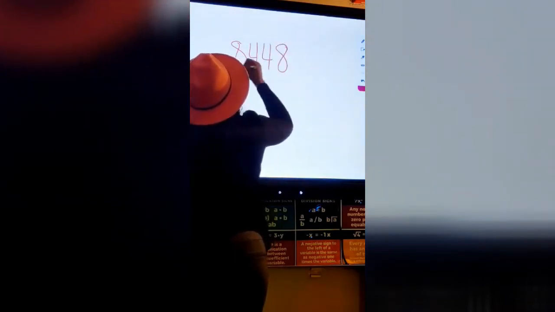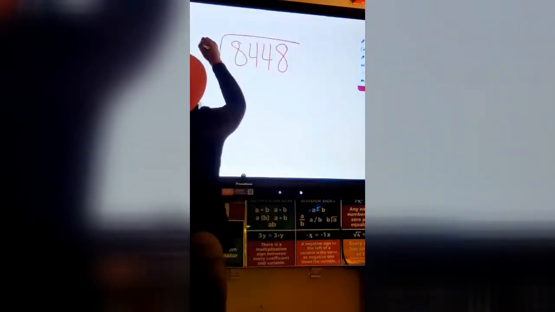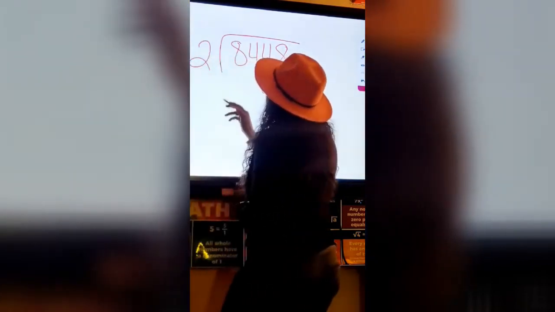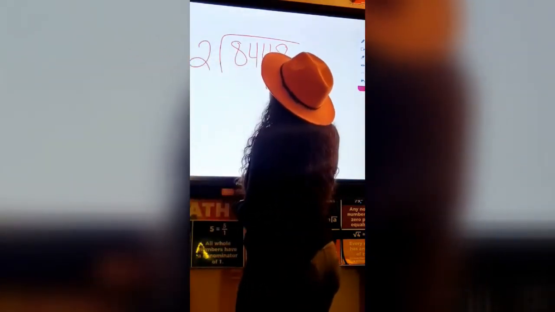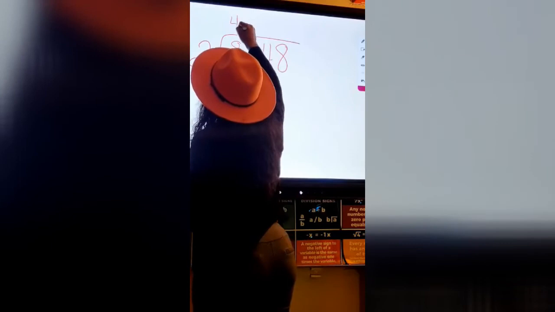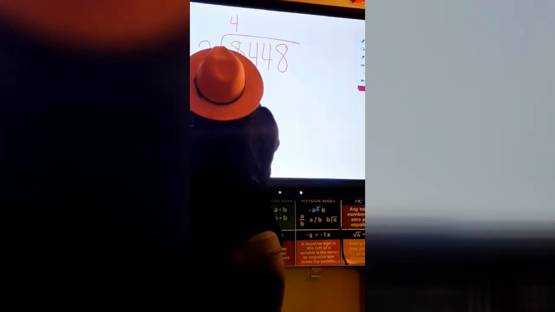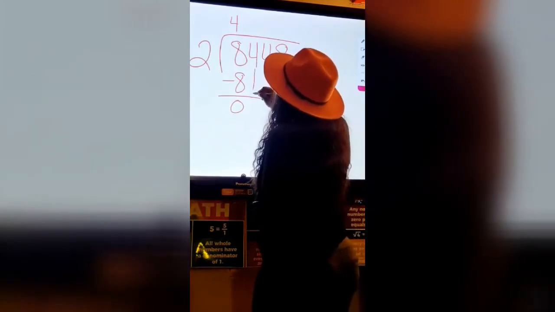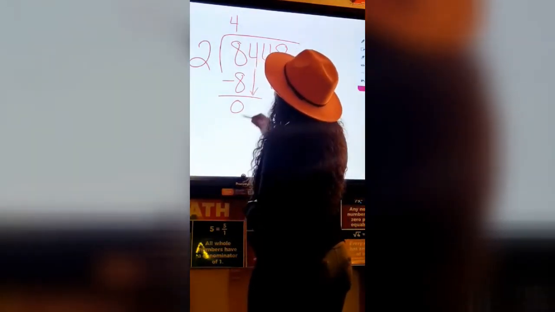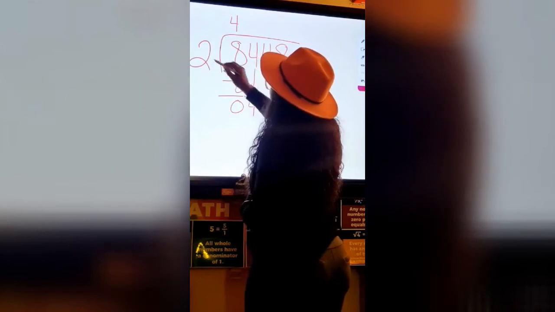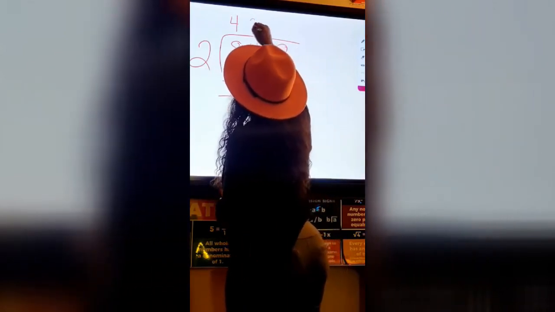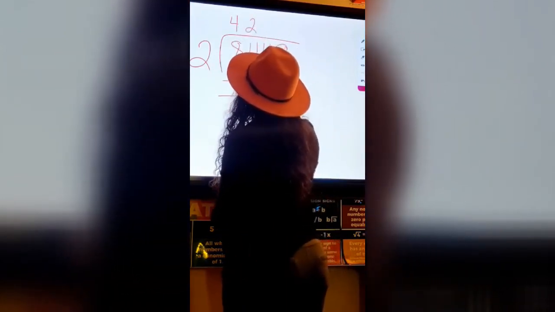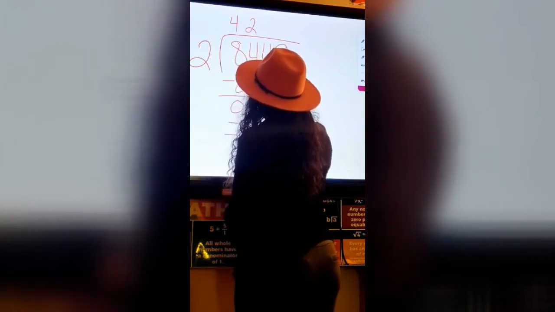8,448 divided by 2. So first we determine how many times 2 can go into 8. I know that it can go in there 4 times. 4 times 2 is 8. So I'm going to do that and I'm going to subtract. And I'm left with 0. I bring down my 4. And I know that 2 can go into 4 2 times. 2 times 2 is 4. So I'm left with 0.